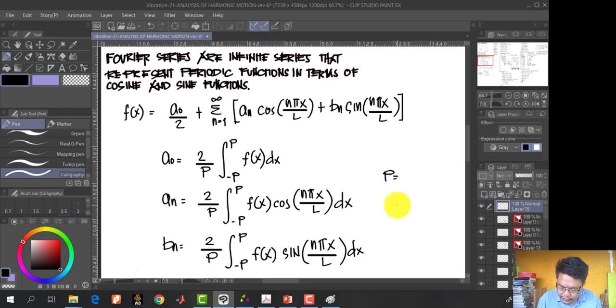Now, for the value of P, this is my period, and P is equal to 2L. So for our L, we just have to divide the period by 2 to get the value of L, to substitute into this equation.